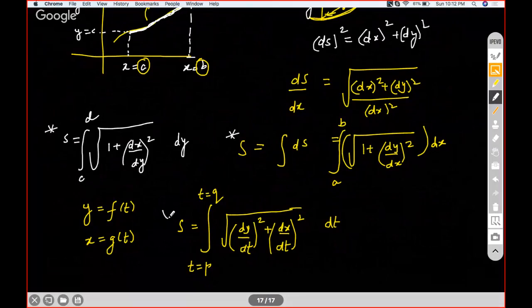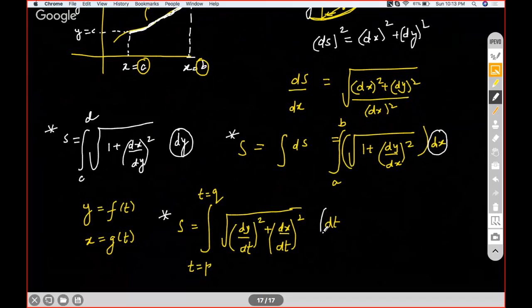This one and this one. Note it down if you want to note it down somewhere. So remember the differential elements here. Here it is dy. Here it is dx.